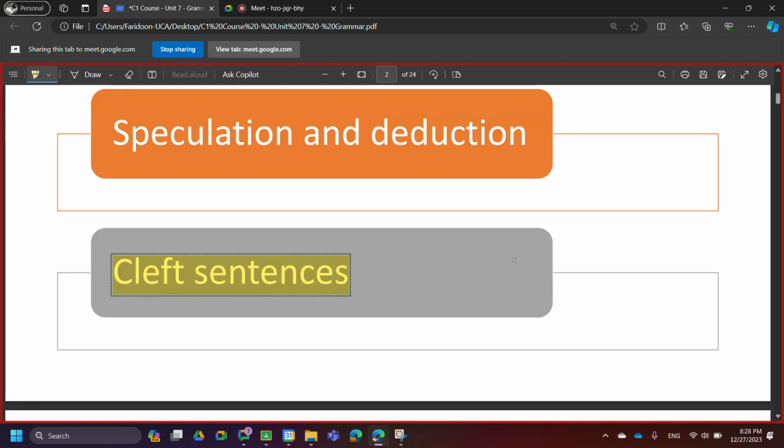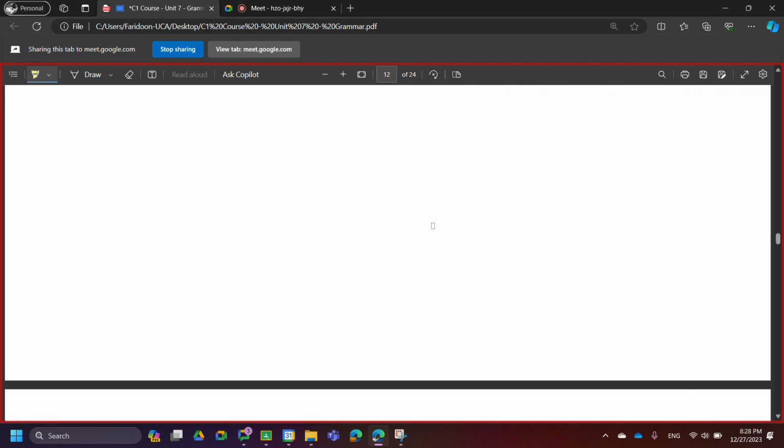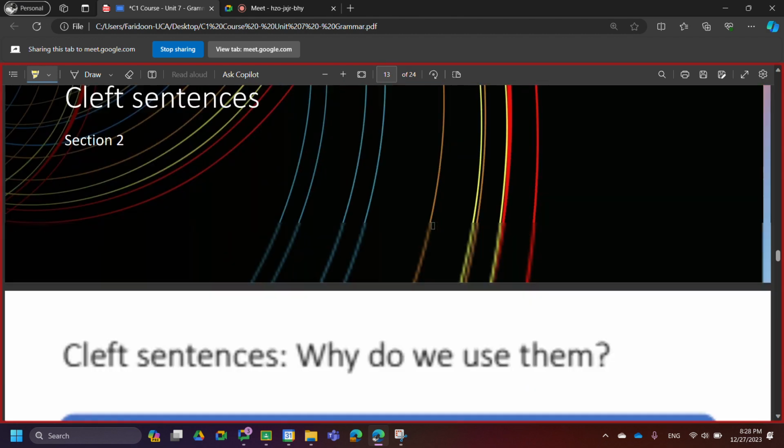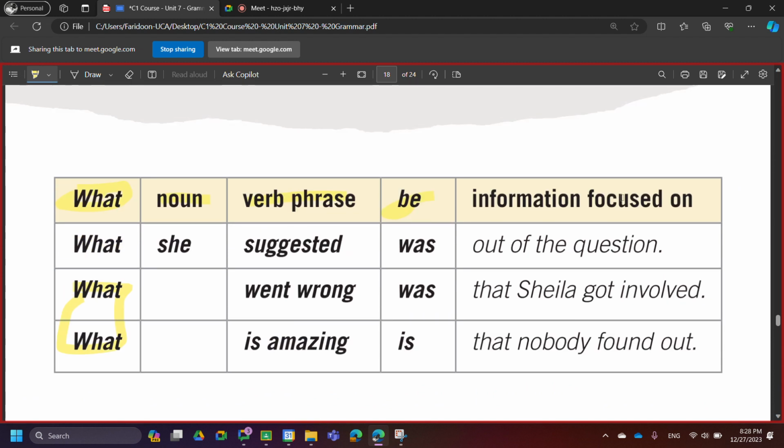And at the end, you're going to have the information that you focused on, right? For example, out of the question or whatever. Okay, starting with the first one. What she suggested was out of the question. What went wrong was that Sheila got involved. And what is amazing is that nobody found out.